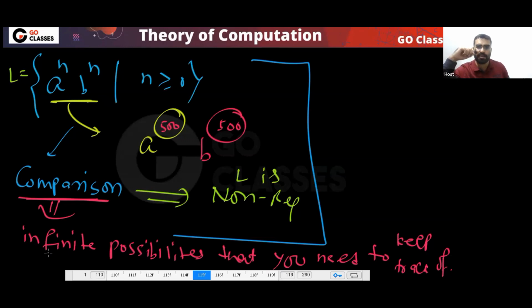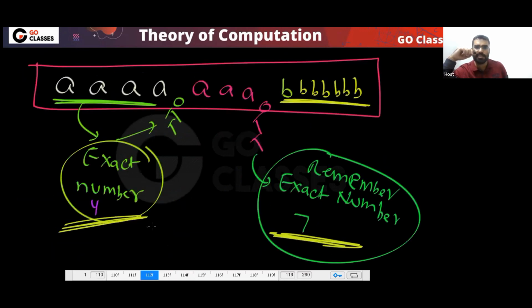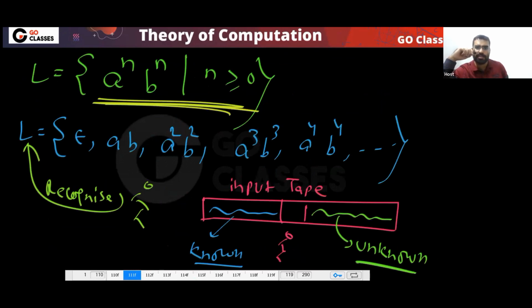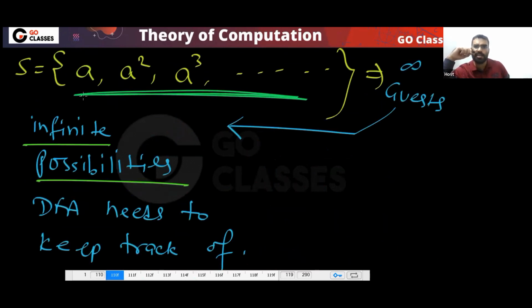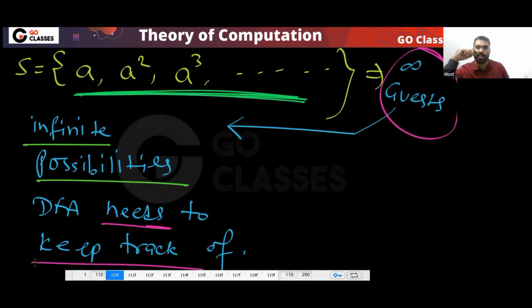Is this clear what I'm saying? Infinite possibilities that you need to keep track of. In any language, if you have infinite possibilities that you need to keep track of, then I can say that it is non-regular. For example, in this language, these strings are the infinite possibilities, yes or no? These infinite guests are the infinite possibilities that we need to keep track of.